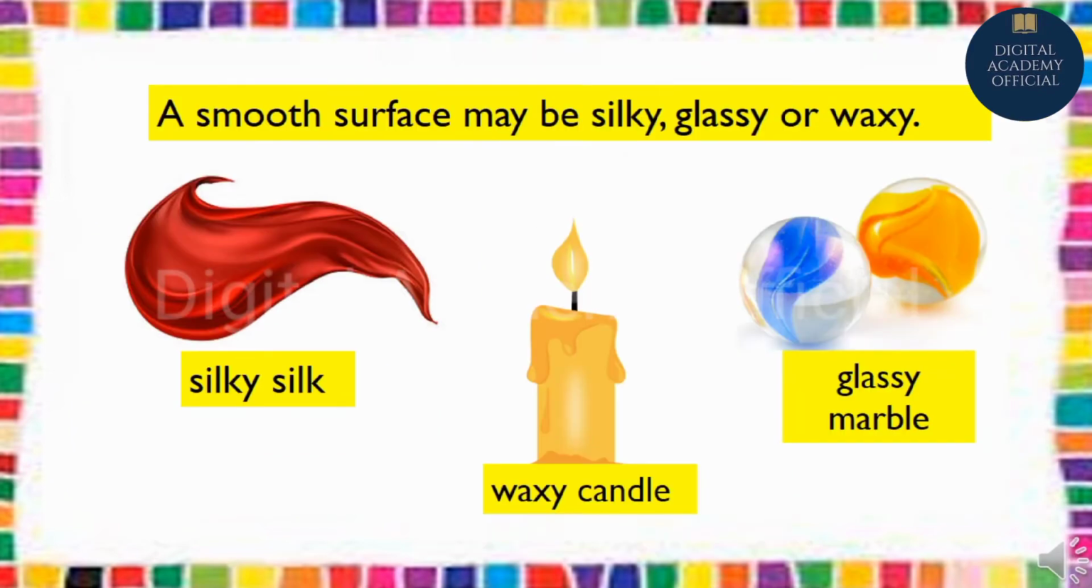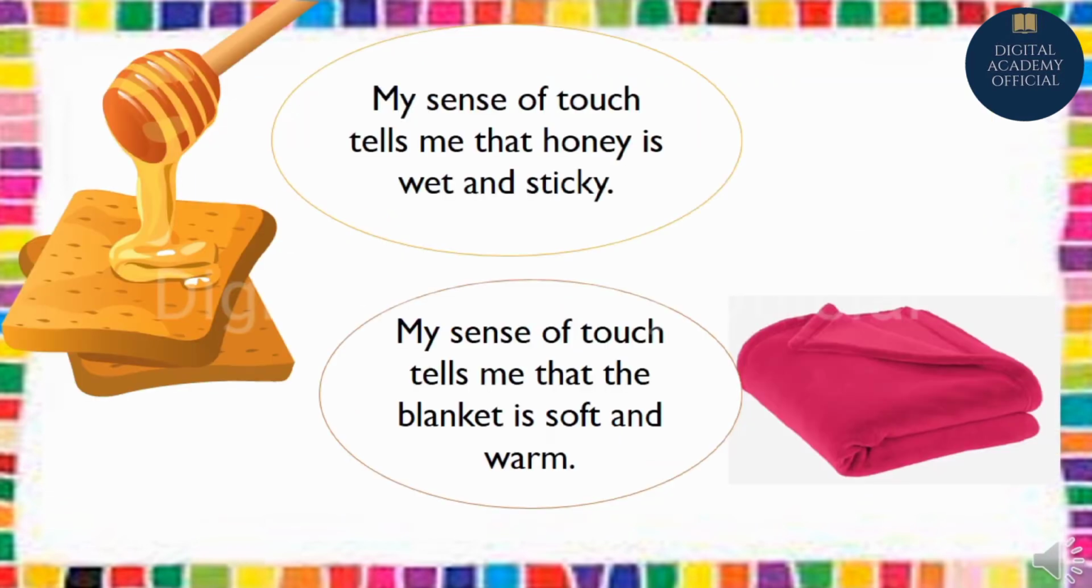Just like rough surfaces, smooth surfaces are also of different types. For example, a smooth surface may be silky, just like a silk cloth. When you touch it, it is so soft and smooth. Glassy, a glassy marble. When you touch it, that is also smooth. A waxy candle is also an example of smooth surface. The blanket that you cover yourself up with at night, especially during winters, is all soft and warm. Your sense of touch tells you that the blanket is soft and warm, and you sleep so comfortably.